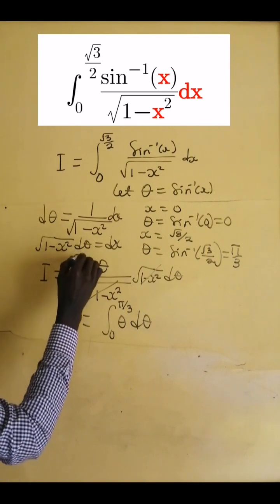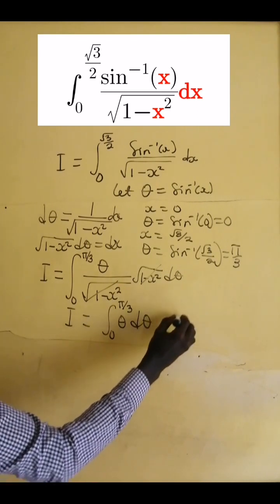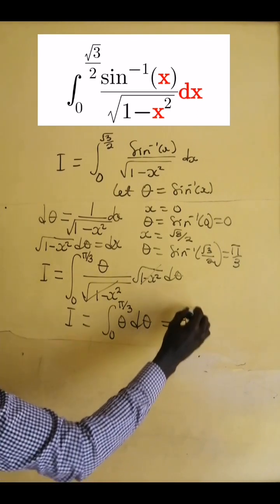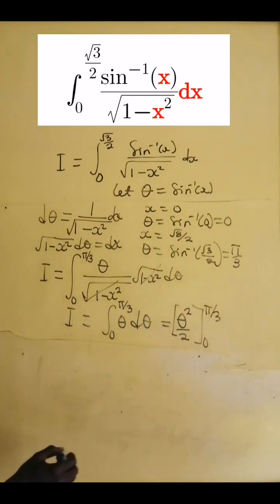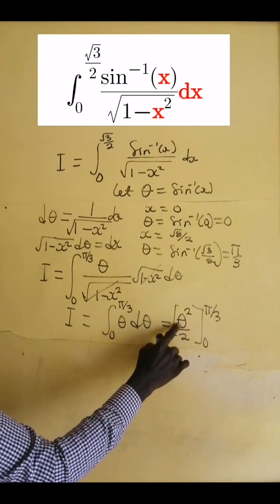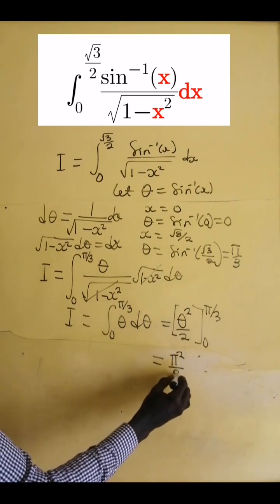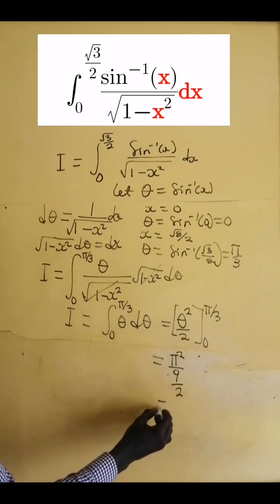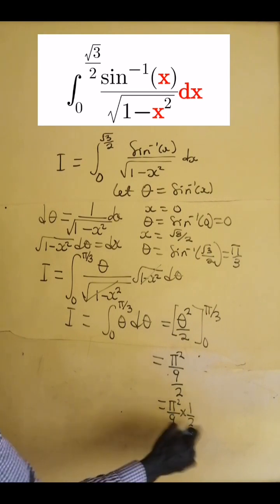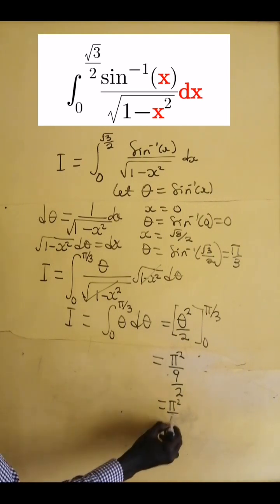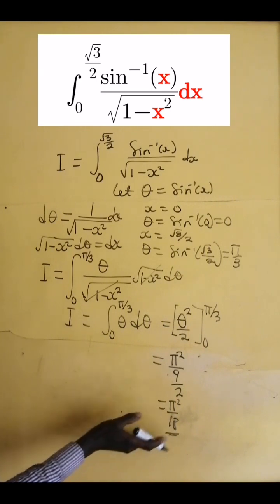Okay, if we integrate theta with respect to theta, we have theta squared divided by 2 from 0 up to pi on 3. Now, if we put in 0, everything there will be 0. And if we put in pi on 3, we have pi squared on 9 divided by 2, which gives pi squared on 9 times 1 out of 2. And we are going to get pi squared on 18 as our final answer.